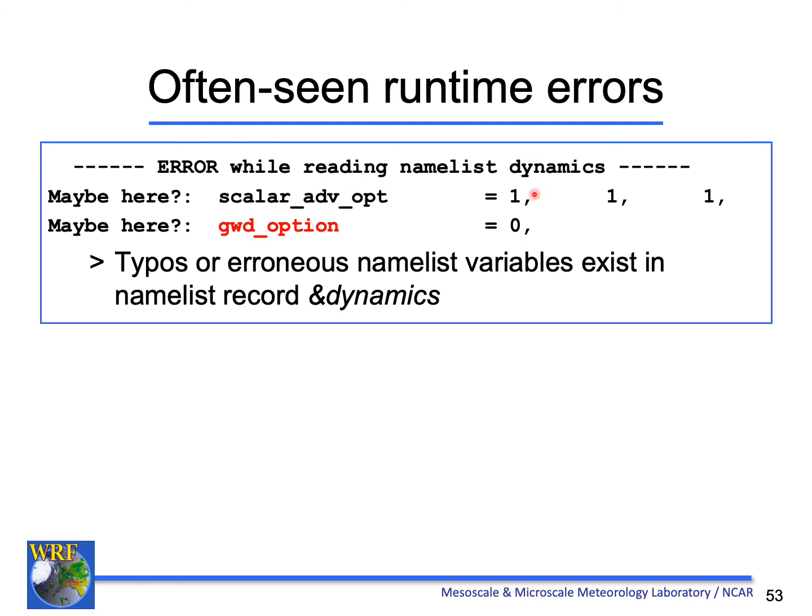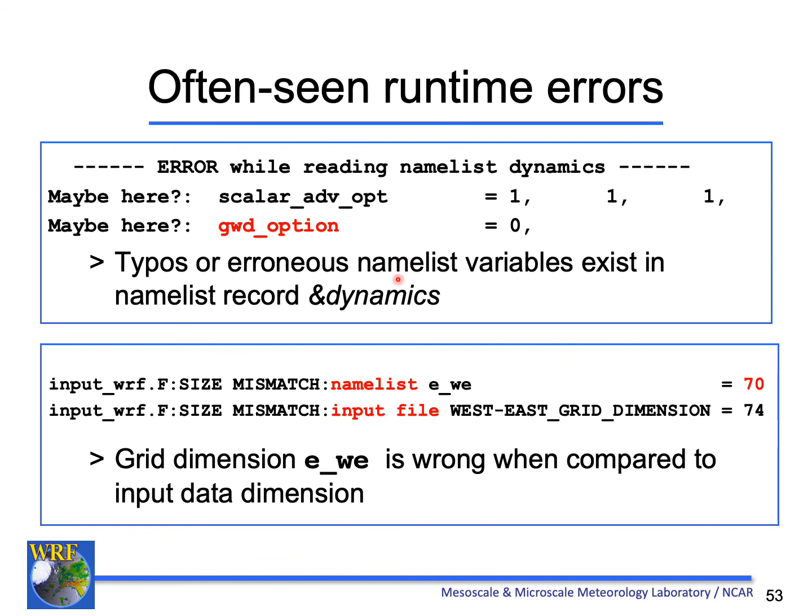But it tells us which namelist record we had error in and provides a guess on which variables could be in error. This is showing in the first example here. It tells us the namelist record dynamics may have at least one error, and the options scalar_adv_opt or gwd_opt may be in error. It turns out the option gwd_option is misspelled here. The correct spelling is gwd_opt.